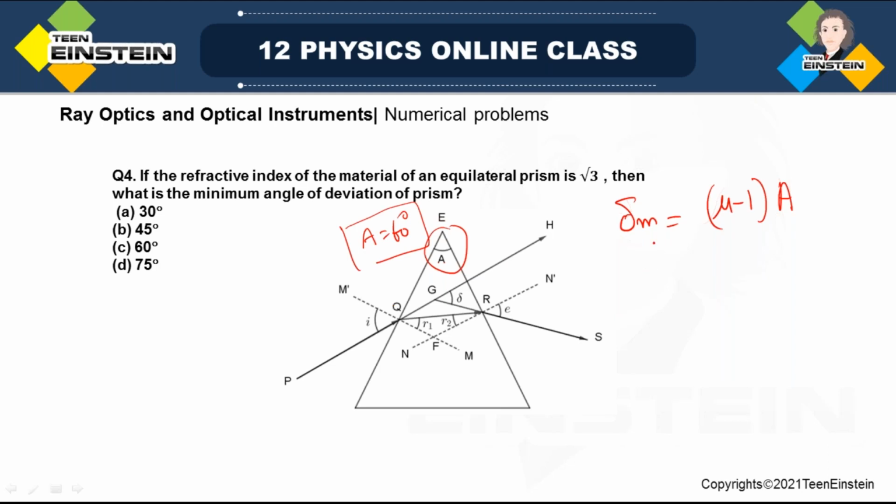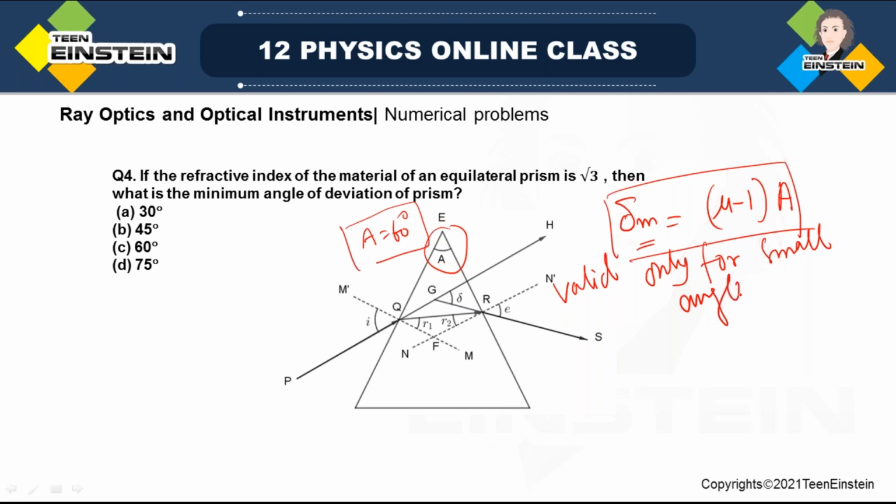Now you have to find out what is the angle of deviation. But this formula is valid only for small angle.